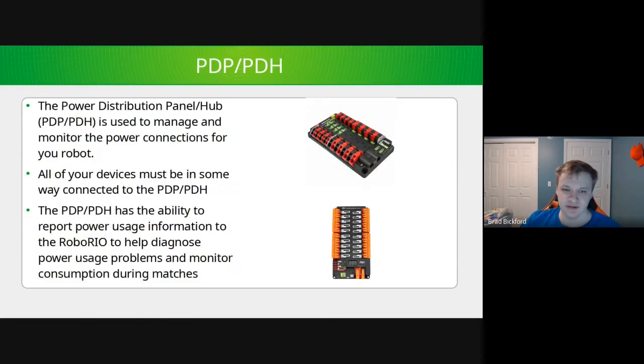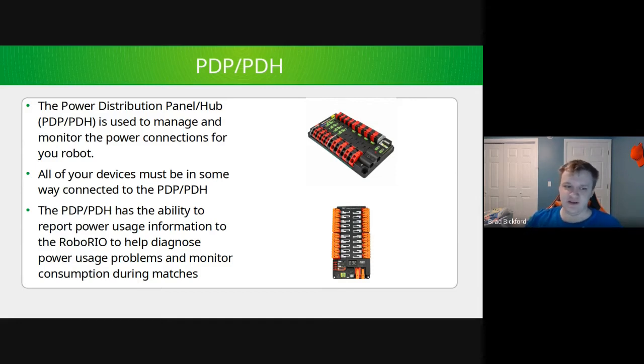So next, what we're going to start talking about is power distribution and how we move power between different components on the robot. The first thing that we're going to talk about is the root of where all power comes from on the robot, and that is the PDP or the PDH. The PDP, power distribution panel, and the PDH, power distribution hub, are used to manage and monitor the power connections on your robot.